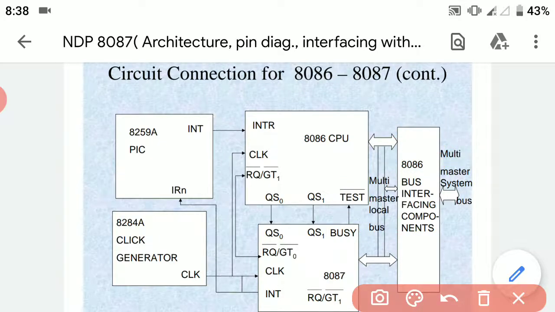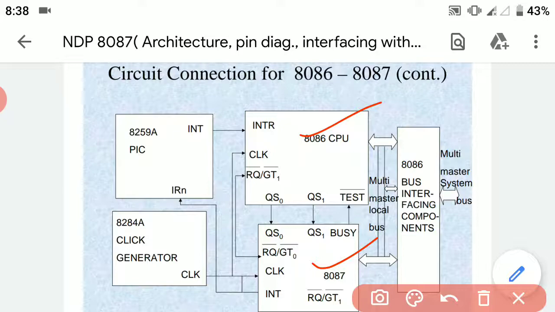We have a connection of QS1 with the QS1 of both the processors, QS0 and QS0 of both the processors. We have a connection of the request grant pins, that is RQ/GT1 and RQ/GT0 of the 8087 processor. We have to connect both these pins of the processors. Here we have discussed the interconnections between the 8086 processor and the 8087 processor.